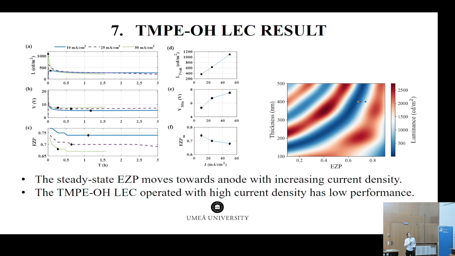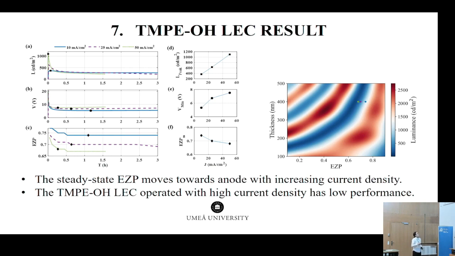We can see for figures D and E, they perform as we expected. With the increase in current density, both the peak luminance and the minimal voltage increase. The important observation for us is the emission zone position. We can see with the current density increase, the emission zone position value decreases. This decreased value means the zone moves towards the anode.